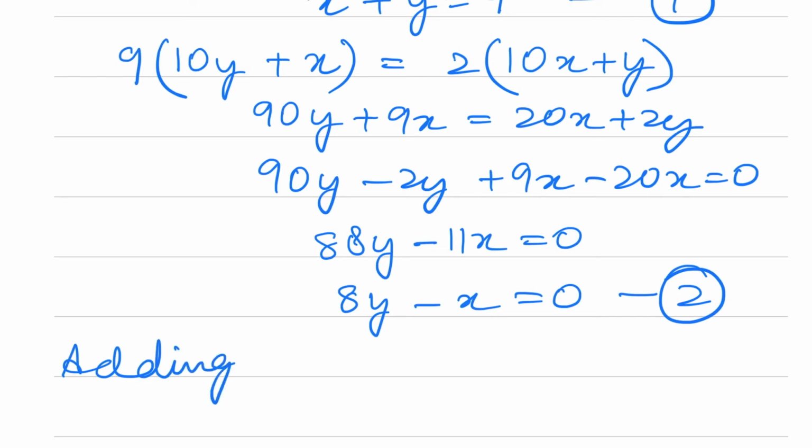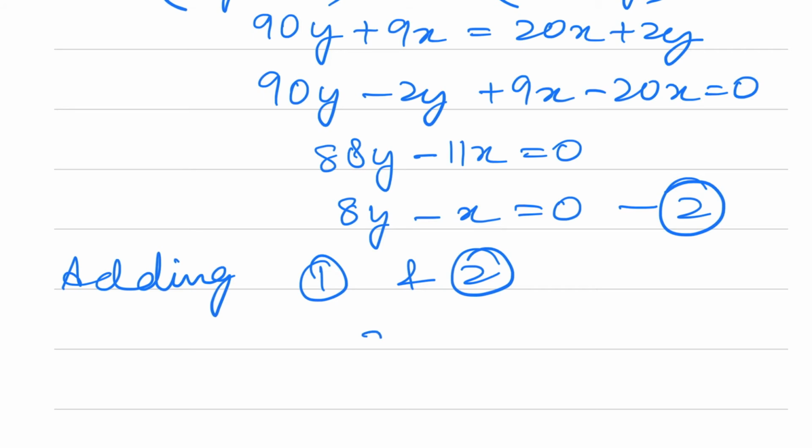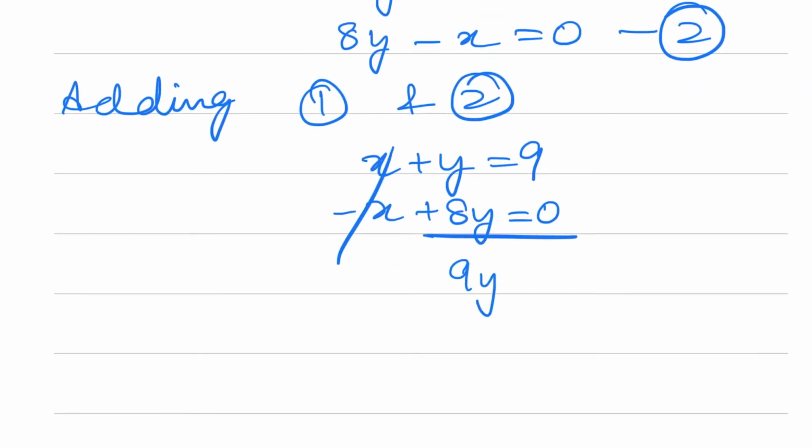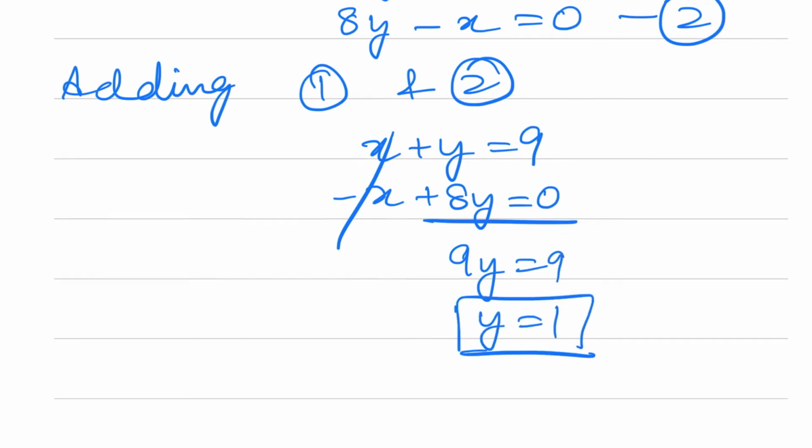Adding first and second equation. So x plus y is equal to 9 and minus x plus 8y is equal to 0. This gets cancelled. 9y is equal to 9, so y is equal to 1.